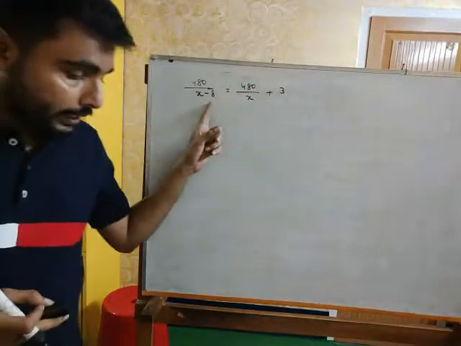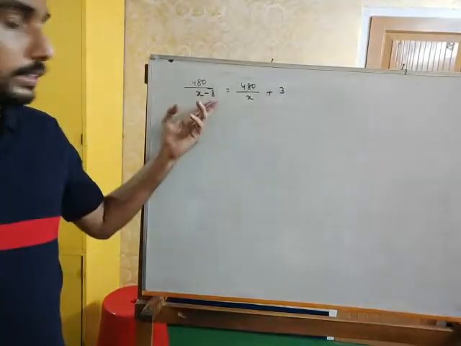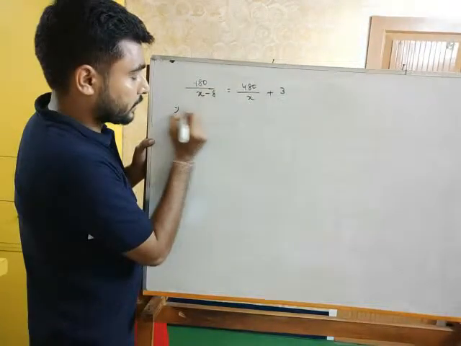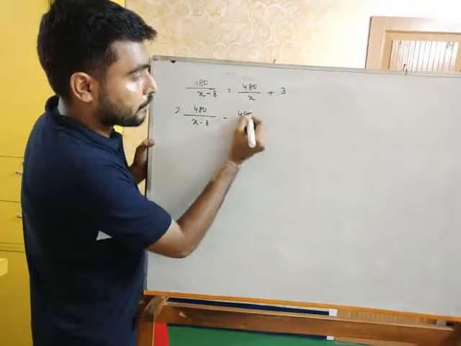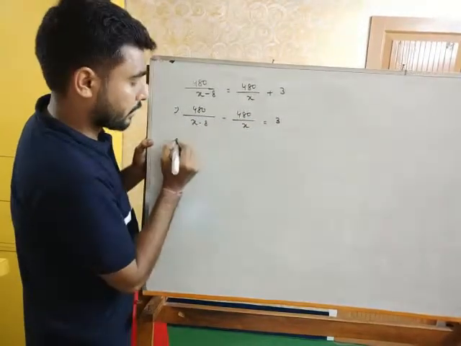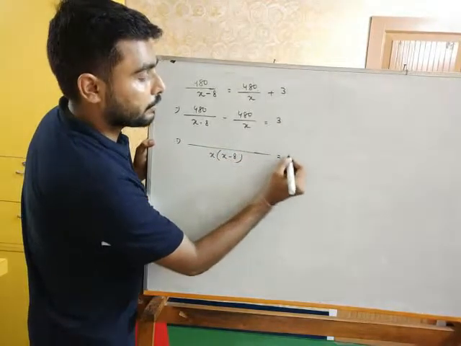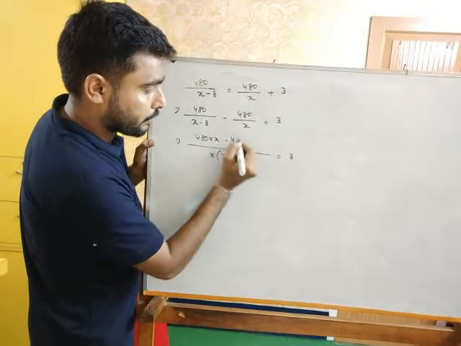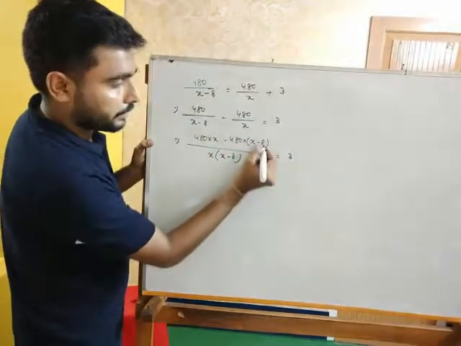Why should 8 be subtracted? Because if the speed had been 8 kilometers less, but I took it as 3 by mistake. Sorry for that. So we will take this one to this side. So 480 by x minus 8 minus 480 by x is equal to 3. So LCM will be x into x minus 8 is equal to 3. So it will be 480 into x minus 480 into x minus 8.